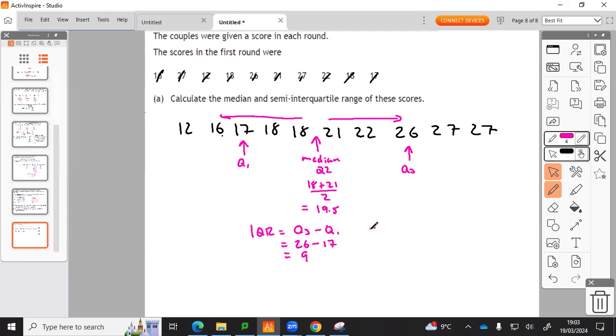My semi-interquartile range is just the interquartile range divided by 2.